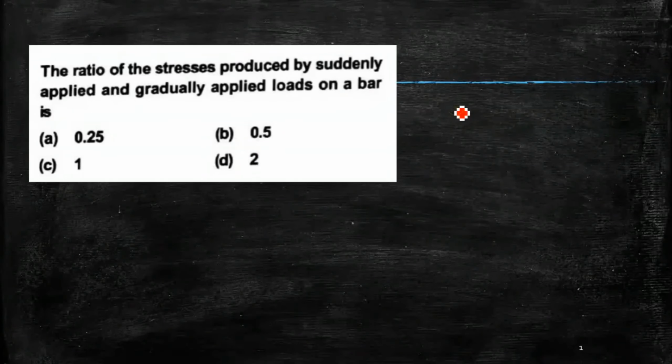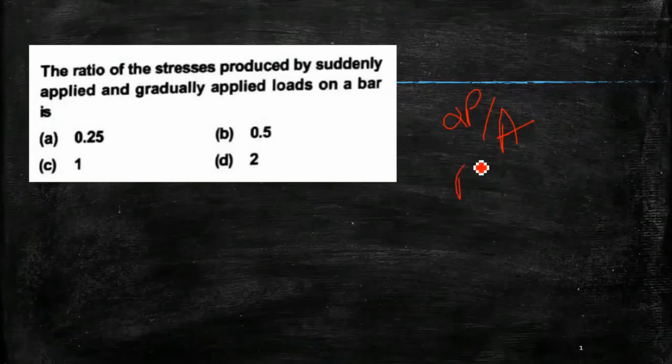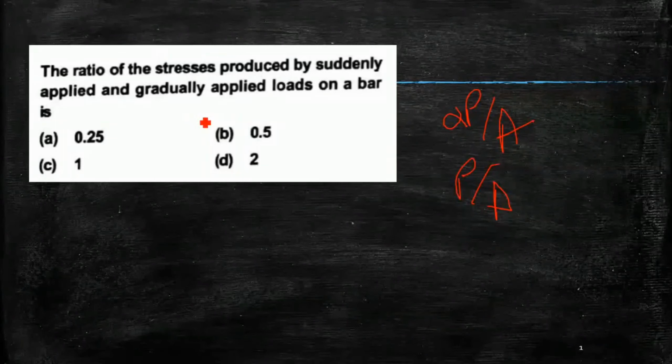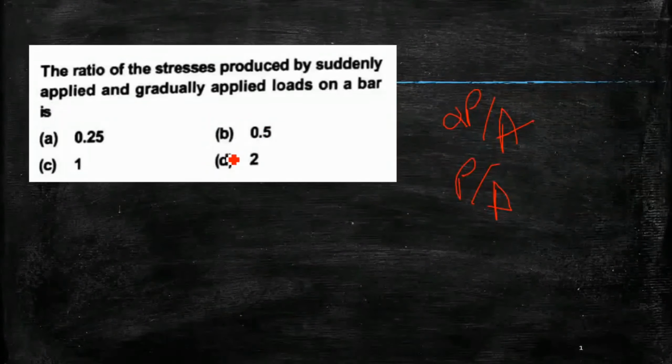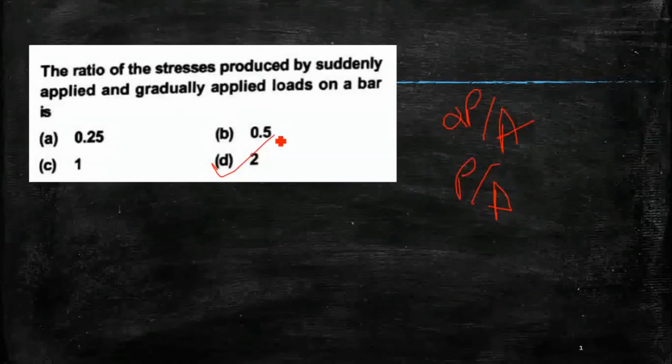on a bar is. So in case of sudden application of load, we have twice of P by A, the stress, and for gradual application of load, we have P by A. So the ratio of these two stresses, this divided by this, will be 2. So the correct answer is 2.